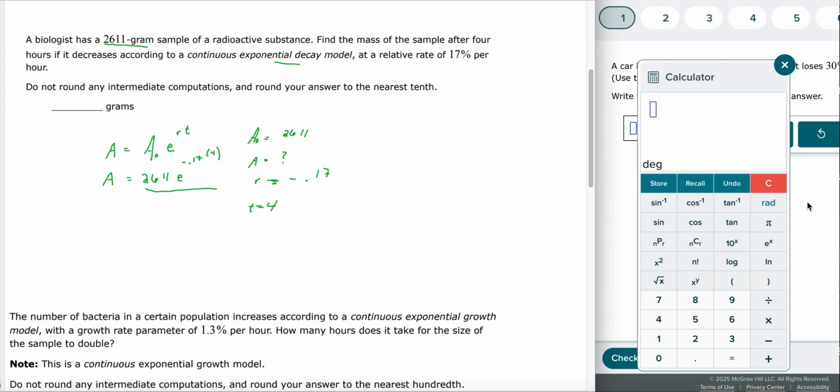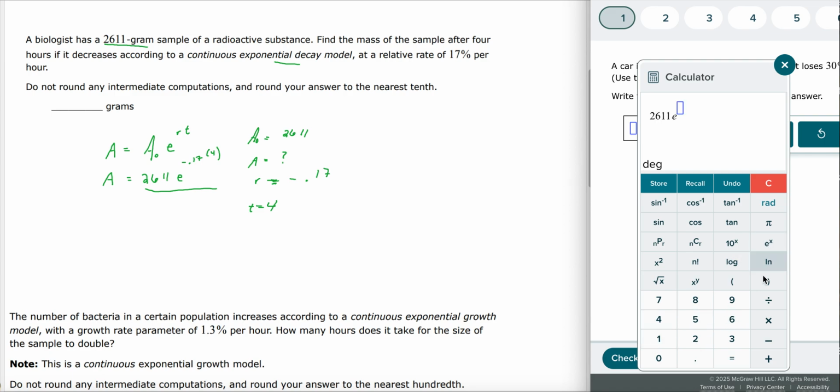We're just going to plug this side of the equation into the calculator. I brought the calculator up so we could see exactly how to do this. You can plug in exactly what you're looking at. So we're going to do 2611 times e, so I'm going to hit e to the x, and then in the exponent, negative 0.17, and then I'm multiplying that. Oh, that's not what just went in there, is it? Let me fix that. Undo, undo, undo. There we go. Times 4. That's exactly what I wanted to convey to the calculator. That looks good. Hit equals.